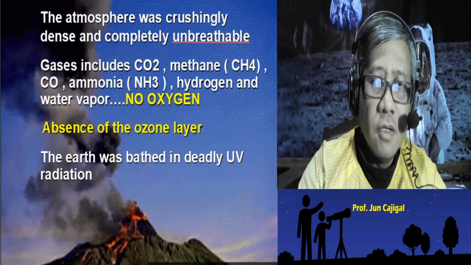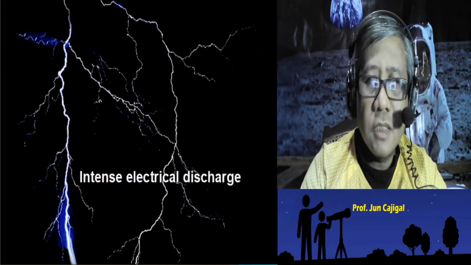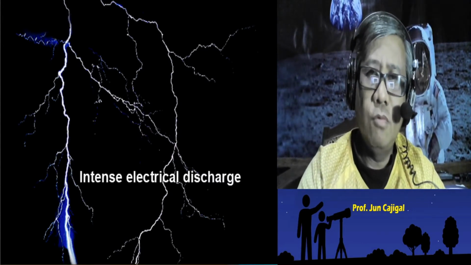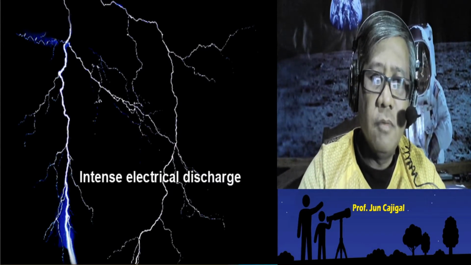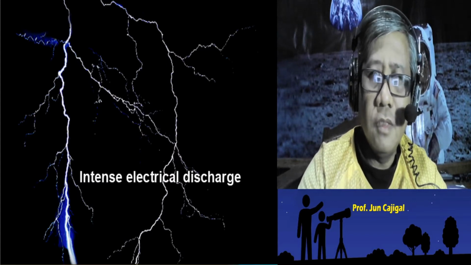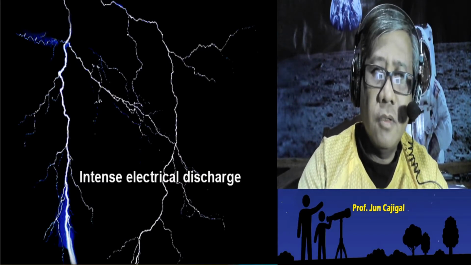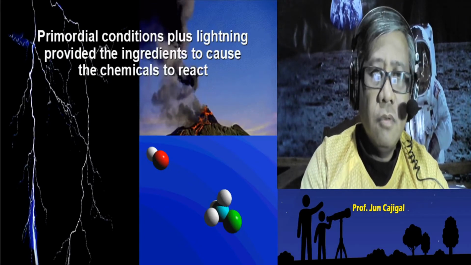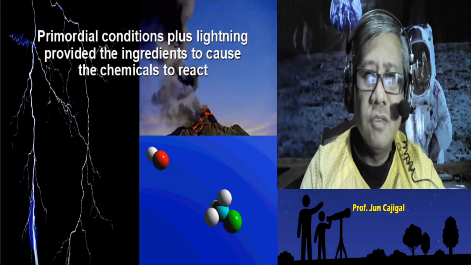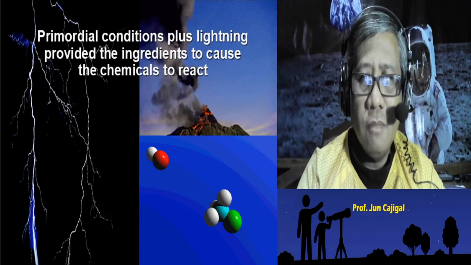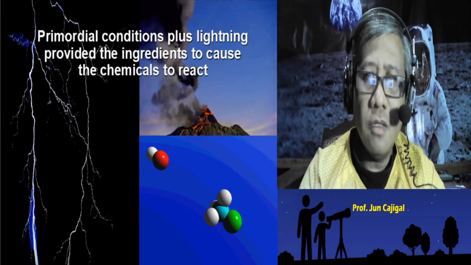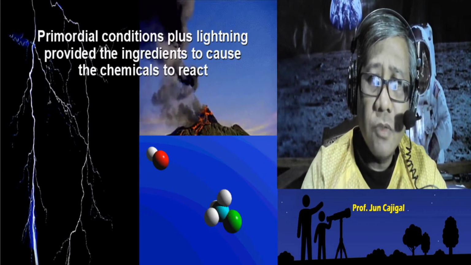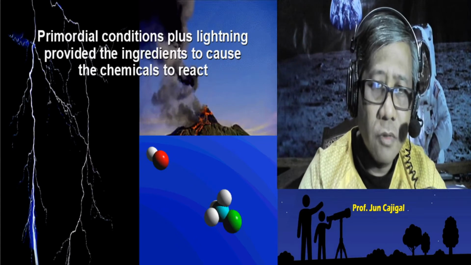And there was intense electrical discharge. Talagang kumikidlat noon, 2 billion years ago. There were intense electrical storms, electrical discharge in our early atmosphere. So with these conditions, no oxygen, the atmosphere was made of methane, ammonia, carbon dioxide, plus you have the lightning as the energy source.